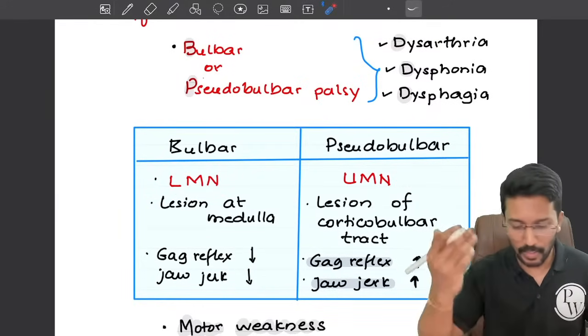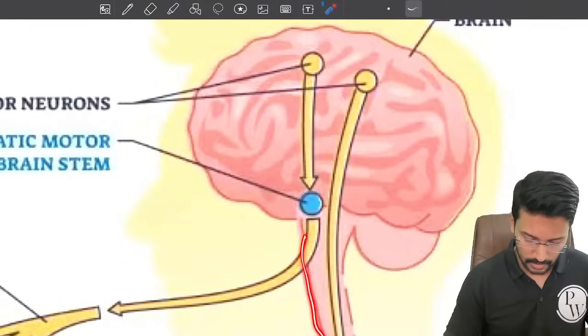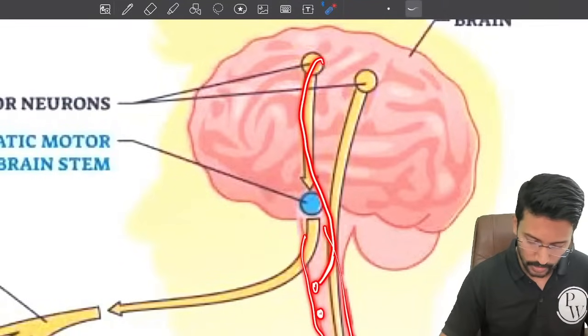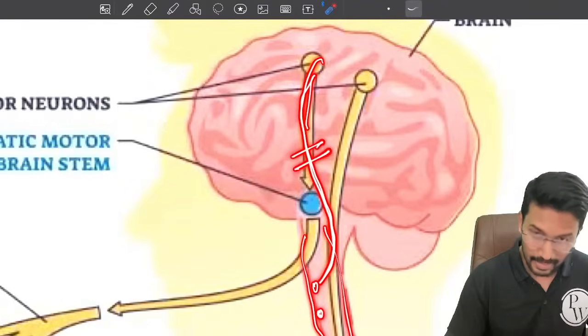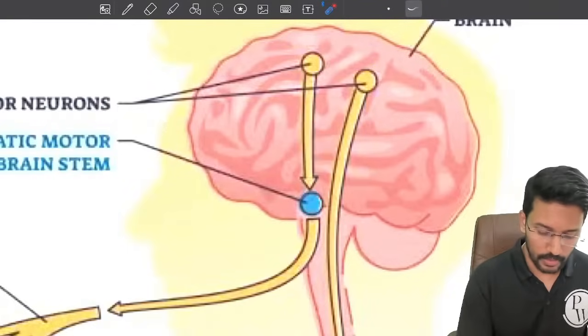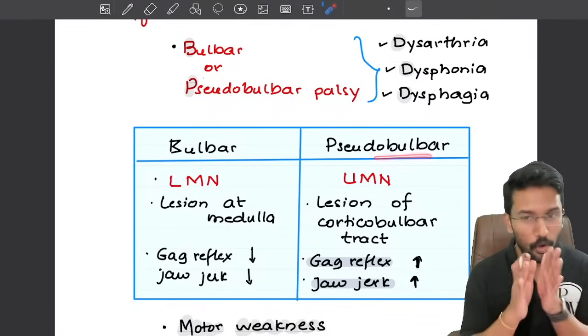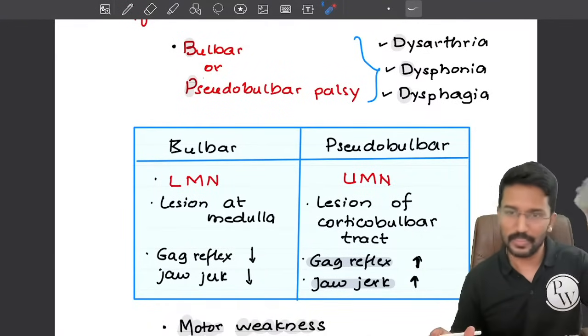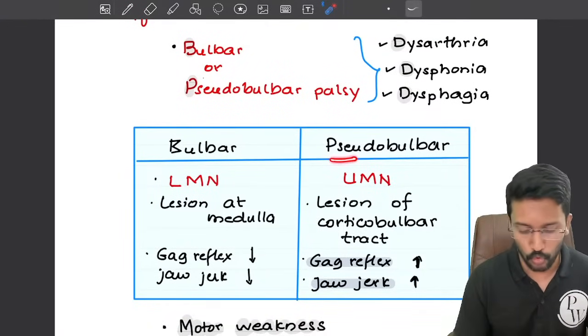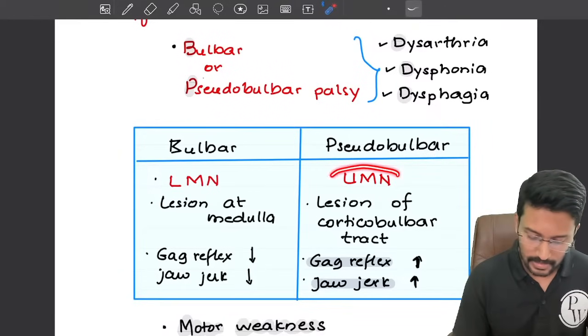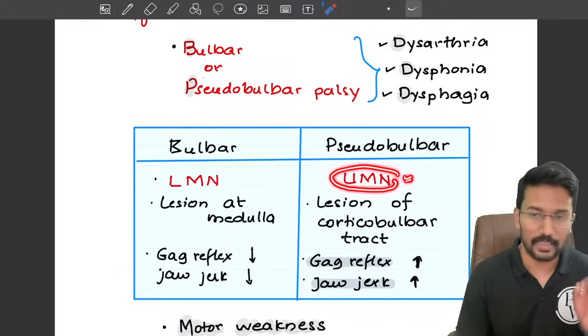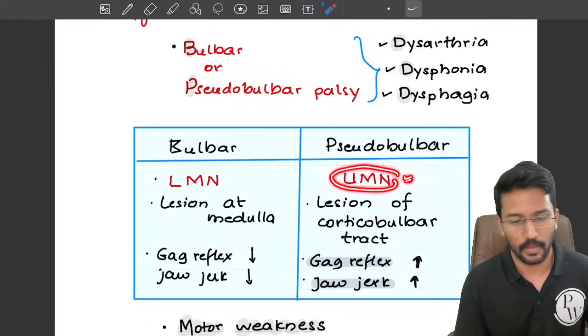And when the problem is above the medulla, meaning here is our medulla, its cranial nerve nuclei are not affected, but in the cortex to medulla tract, there is damage. Then it will be called pseudo-bulbar palsy, because the problem is not in the bulb, the problem is somewhere else. That's why we call it pseudo-bulbar. In that case, there is damage to the upper motor neurons coming to the cranial nerve nuclei.